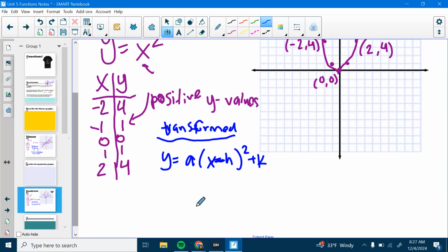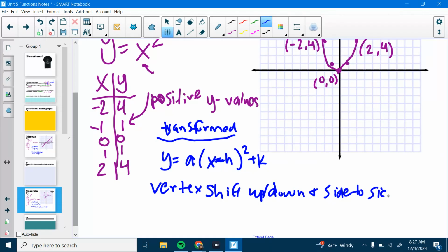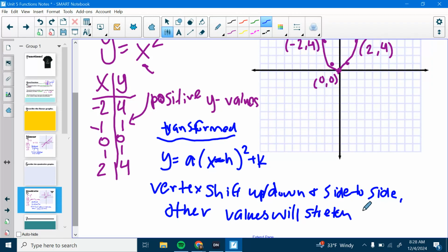And so what we're gonna note with this is that our vertex, or our lowest or highest point, will shift up or down and side to side. And other values will stretch or shrink. Okay, these values are going to jump by bigger amounts.